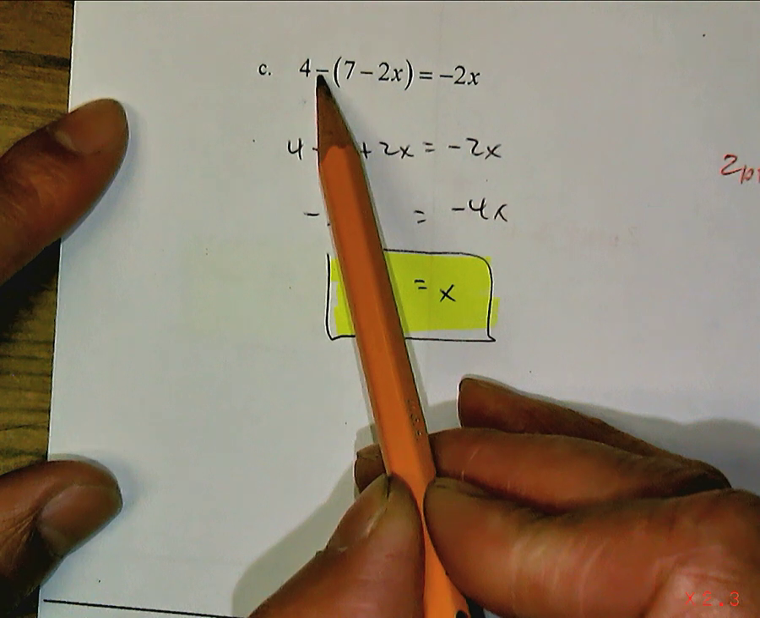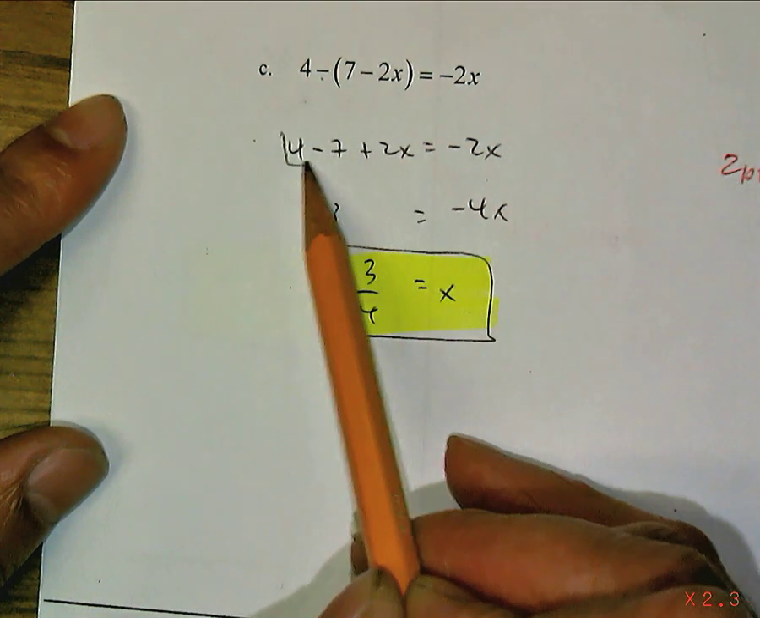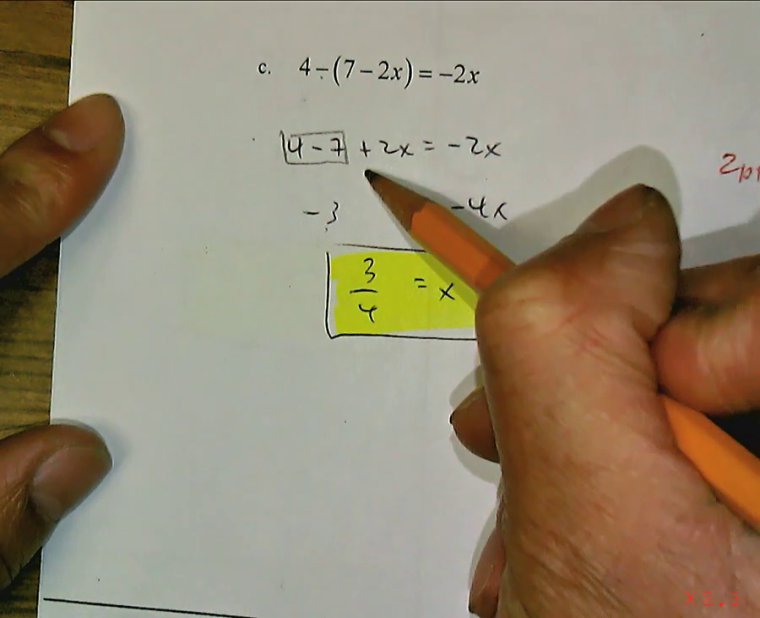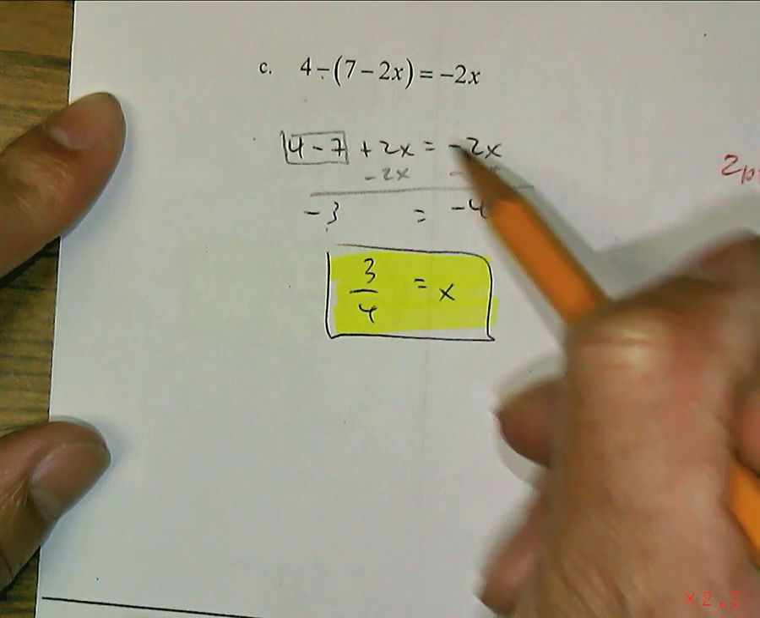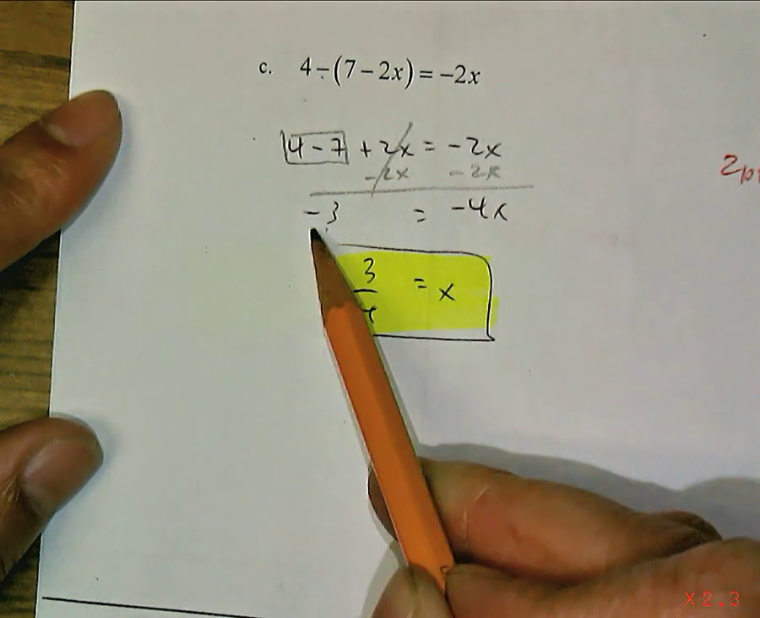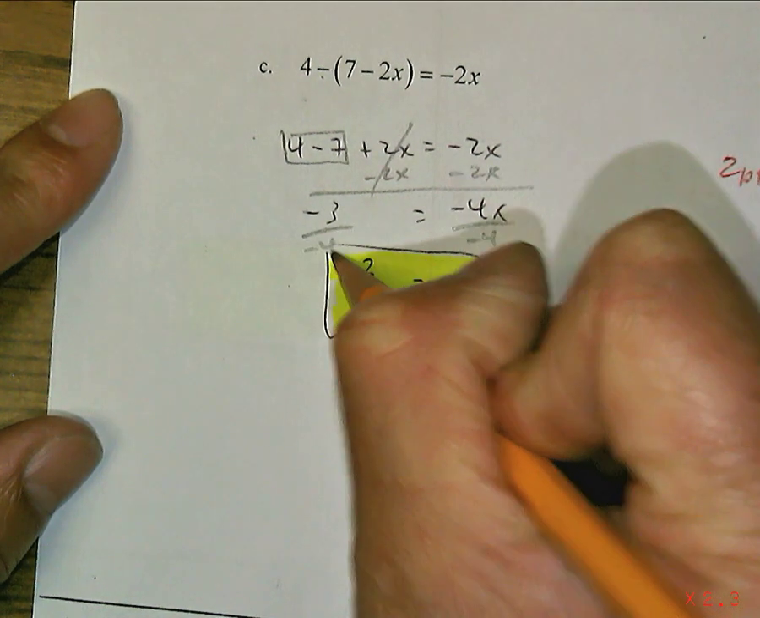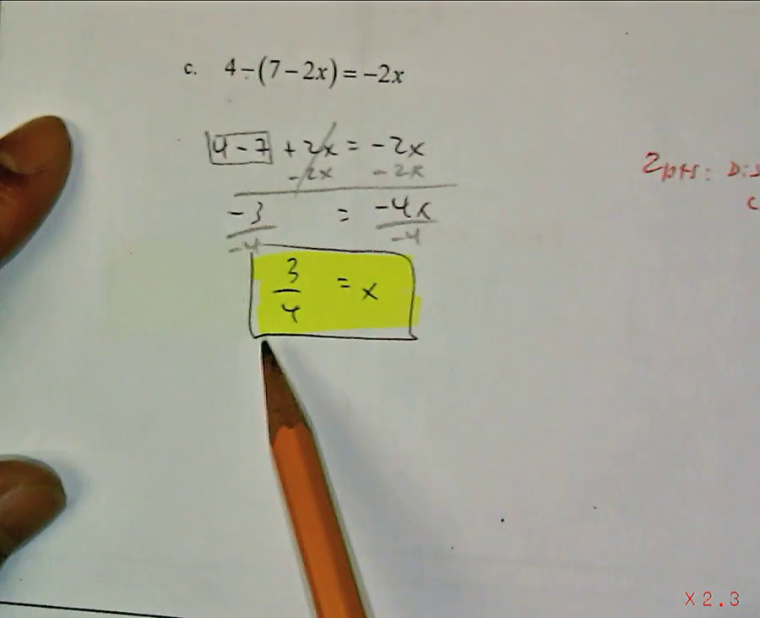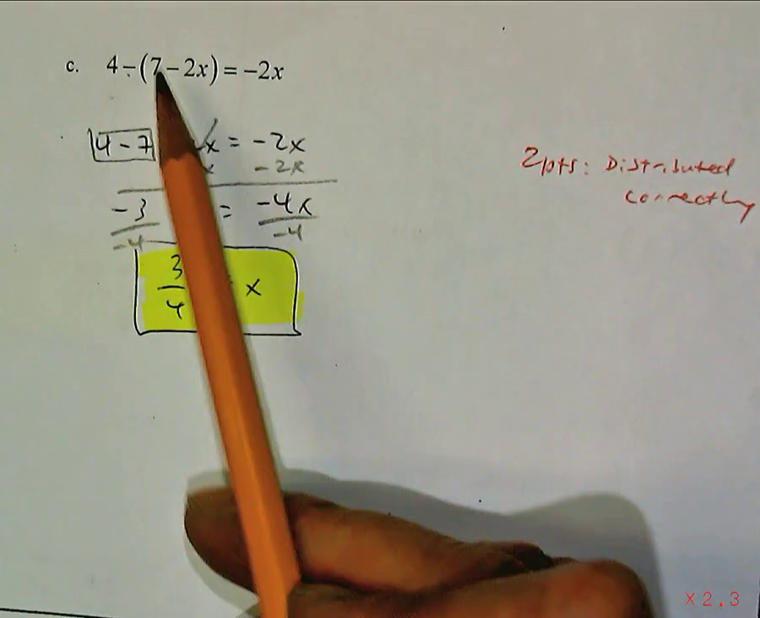For c, the first thing I'm going to do is distribute the negative. I'm going to combine my terms over here. That would be a negative 3. And I'll subtract 2x. That equals 0. This will be negative 4x. Divide both sides by negative 4. Then I get positive 3 for this answer. I give you 2 points instead of 4 if you distribute it correctly.